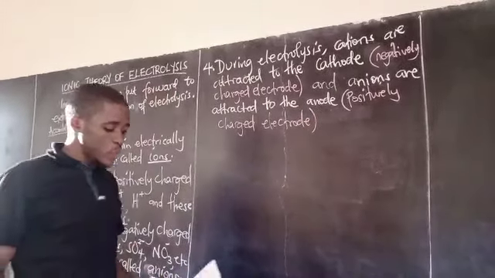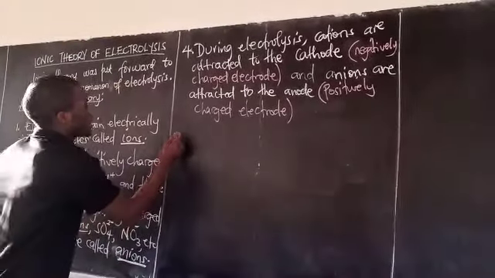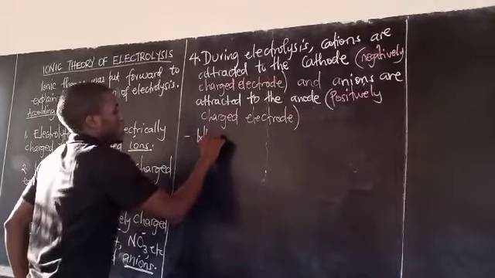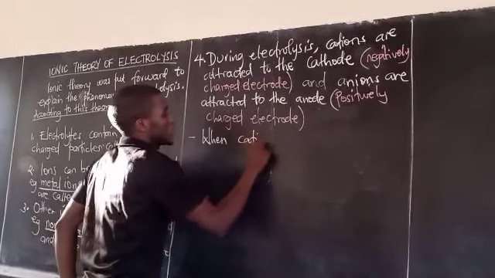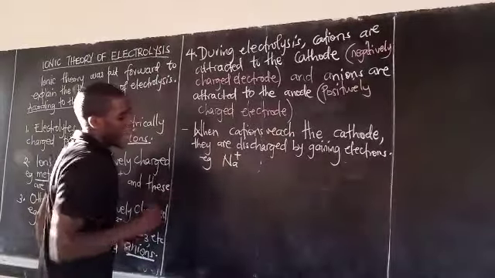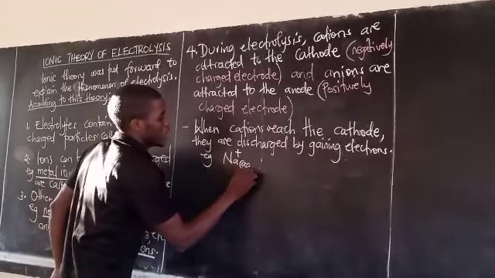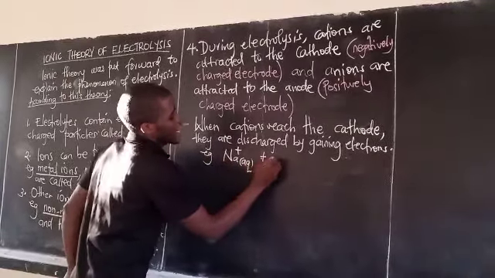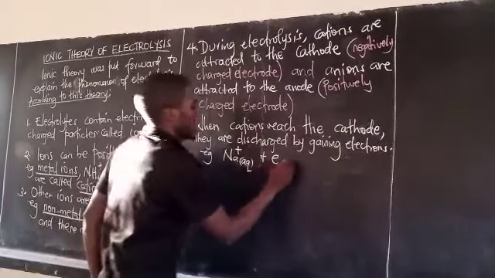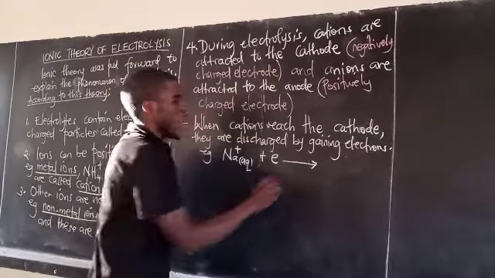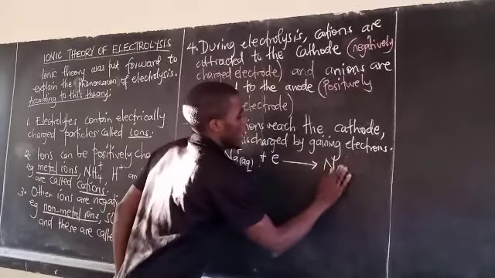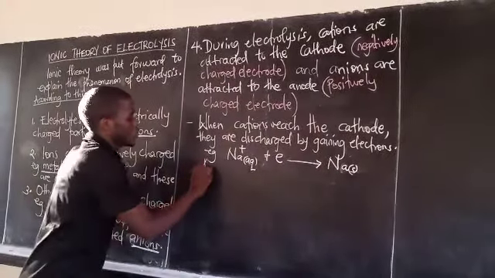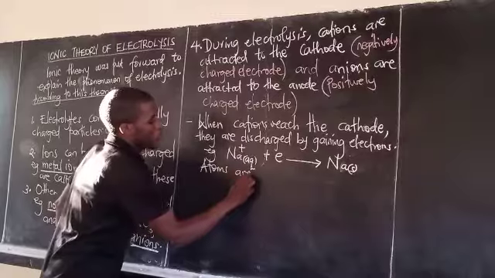The science continues: when these are attracted, the cations, the ions in solution or molten form, will gain an electron and hence a neutral atom will be produced. So atoms are produced.